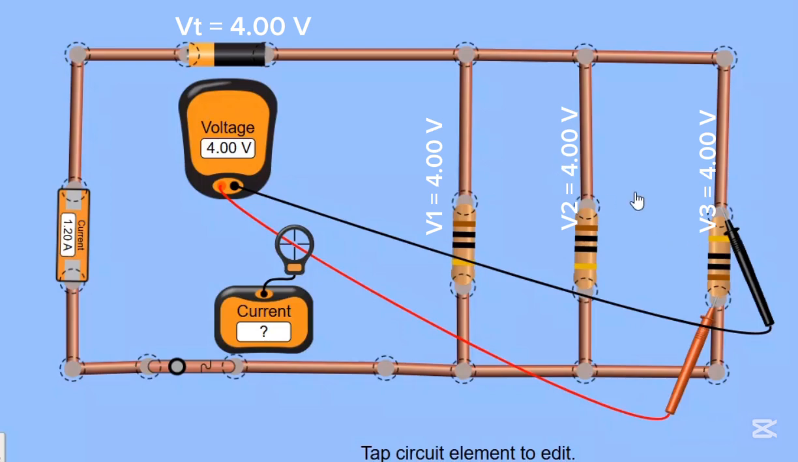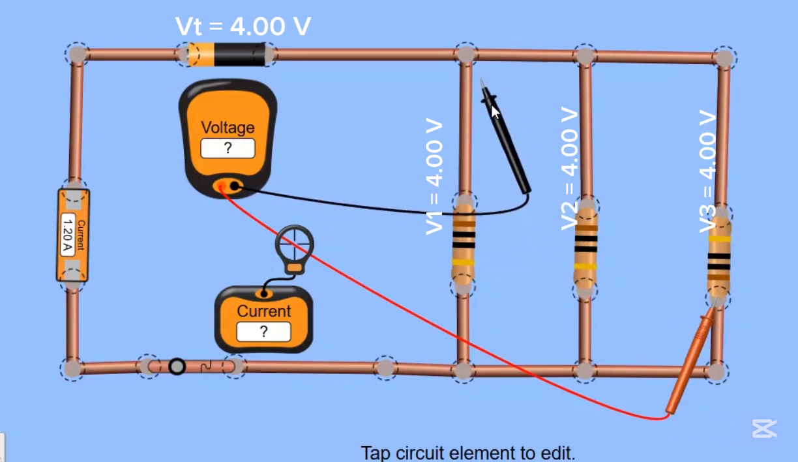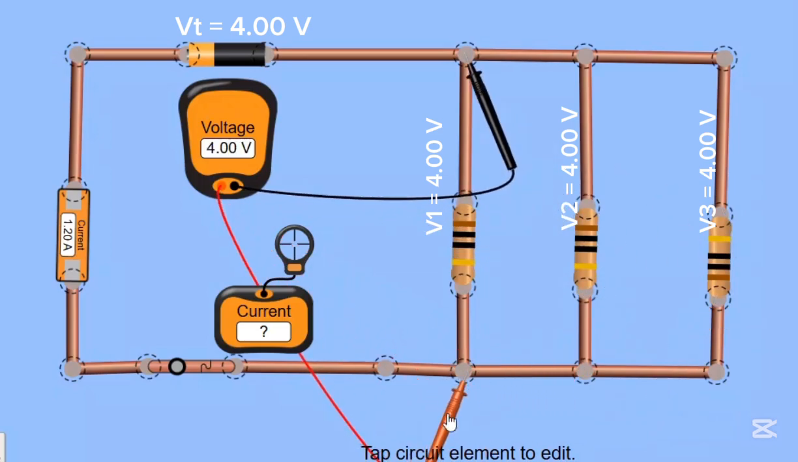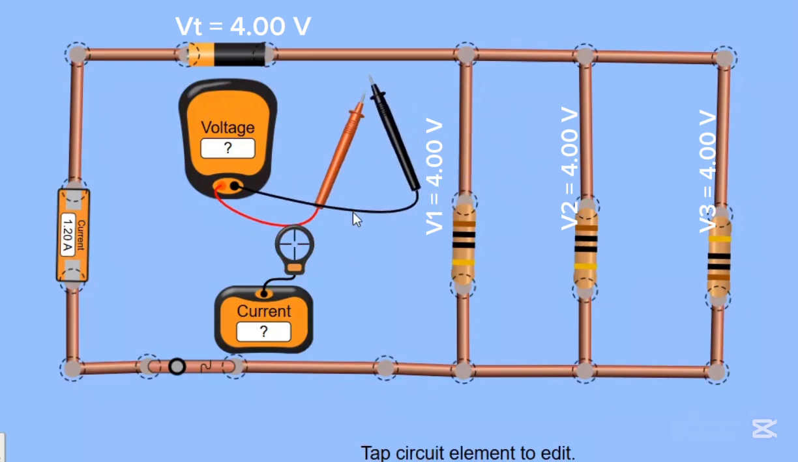Okay, so let's check if I put the voltmeter here and here. If I put it here, which means I cover all the three, but still it's 4,00. That is the voltage. Okay, so the voltage does not change on parallel combination. Let's quickly go to the current.